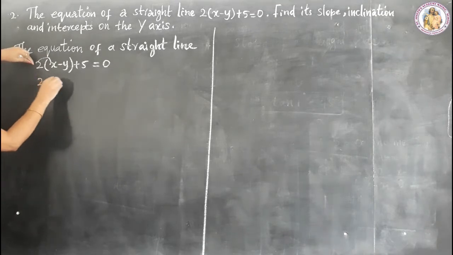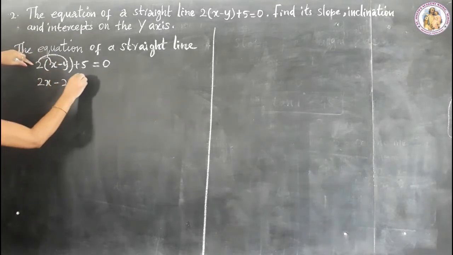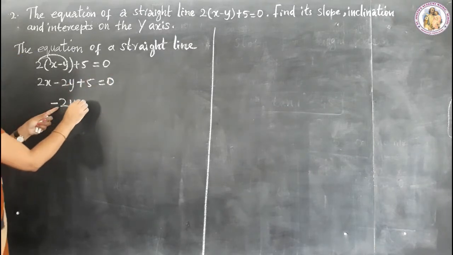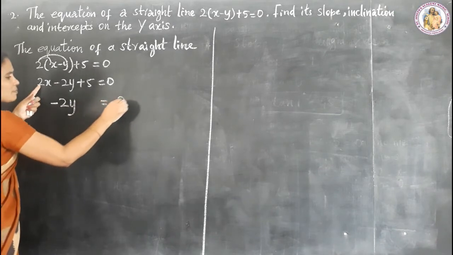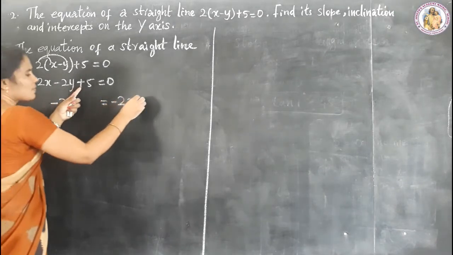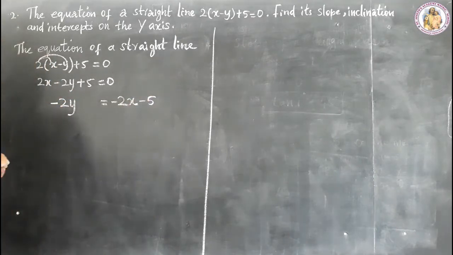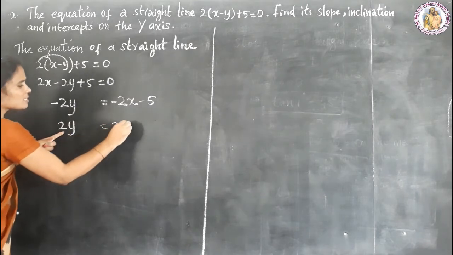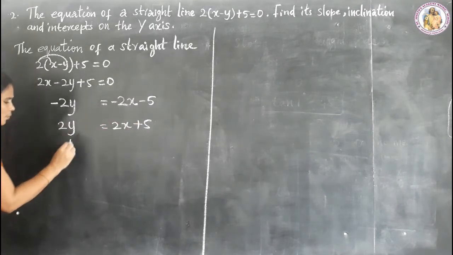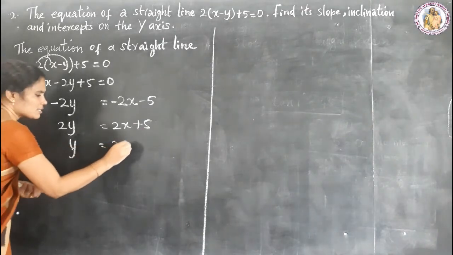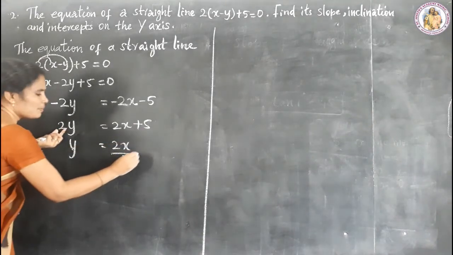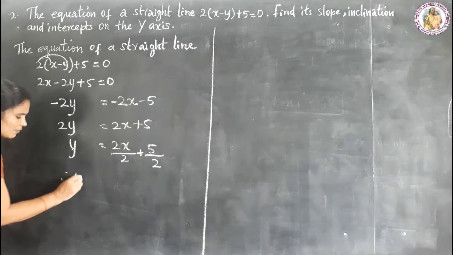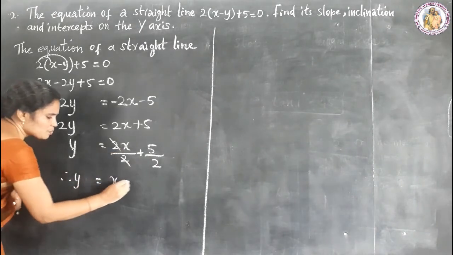Multiply: 2x minus y plus 5 is equal to 0. Then minus y is equal to minus 2x minus 5, when it comes here it becomes minus 2x and minus 5. Now minus is common, so remove minus: y is equal to 2x plus 5. Okay, y is equal to 2x divided by 2 plus 5 by 2. Each term divided by 2, so that y is equal to, the 2 cancels, x plus 5 by 2.